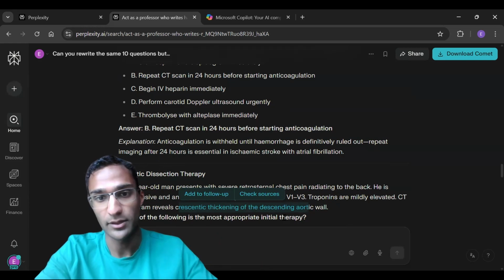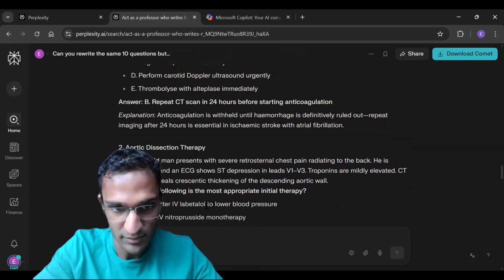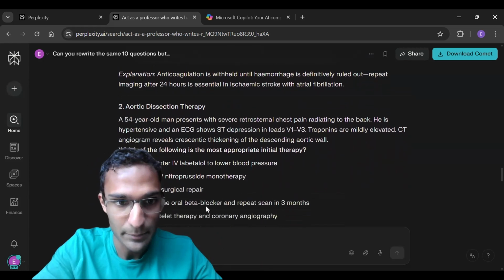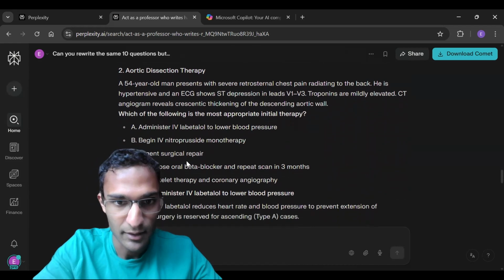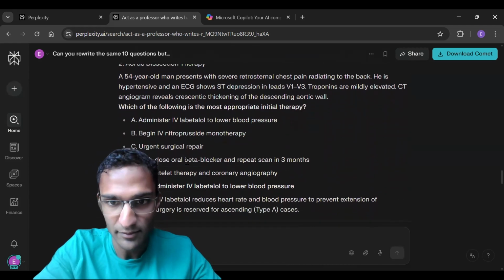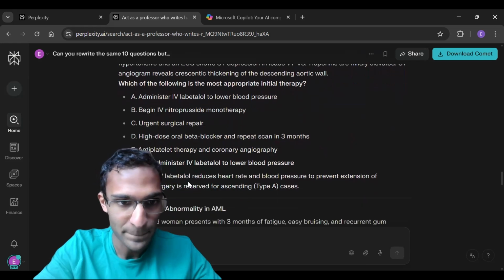Now, descending aortic dissections are managed medically with blood pressure management. So this is going to be IV labetalol. The surgical repair is more, I think, for ascending. Again, I could be wrong with all of these things, but this is just what I think, and that's what the explanation is saying.